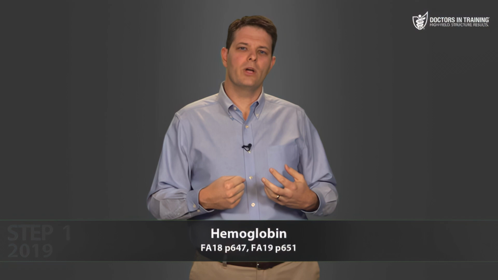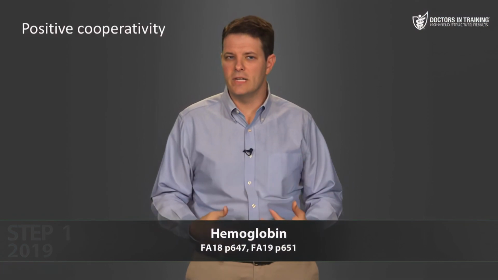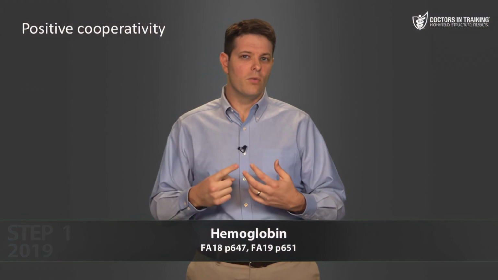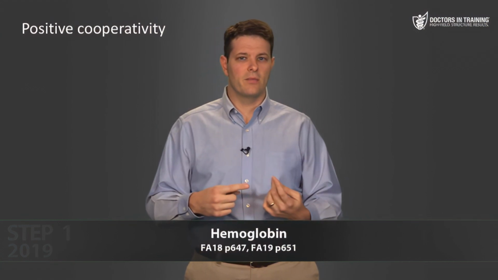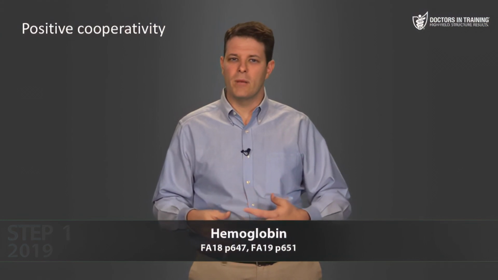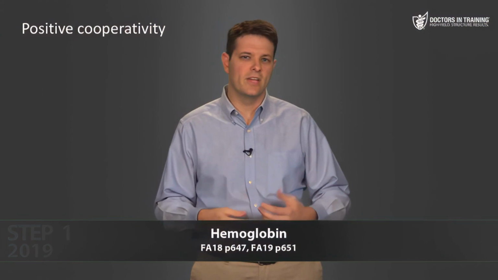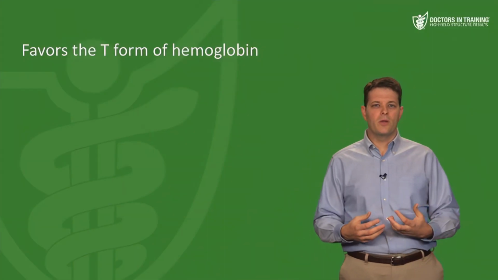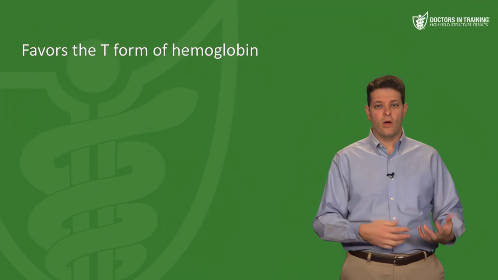And hemoglobin shows what we call positive cooperativity, which means that once hemoglobin is bound to one oxygen, it's then more likely to bind to a second oxygen, and that makes it more likely to bind a third oxygen, and so on. So this accounts for the sigmoid shape, or S shape, of the oxygen dissociation curve. We'll see that shortly. So what determines whether hemoglobin is in the T form or the R form?